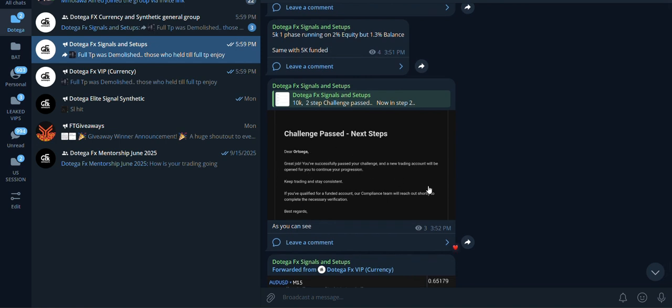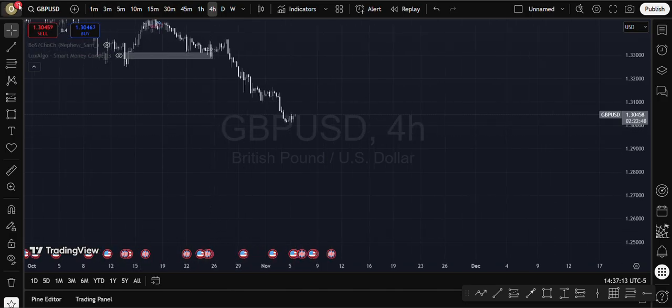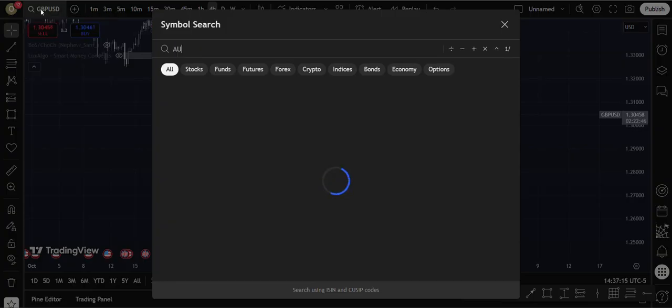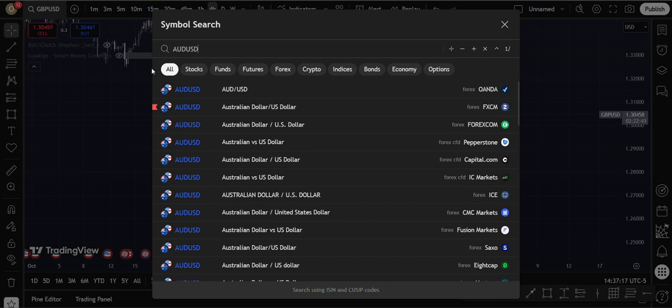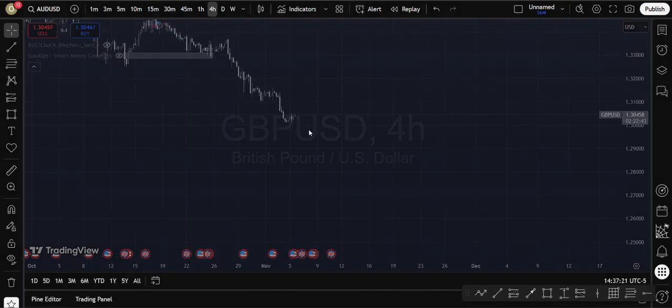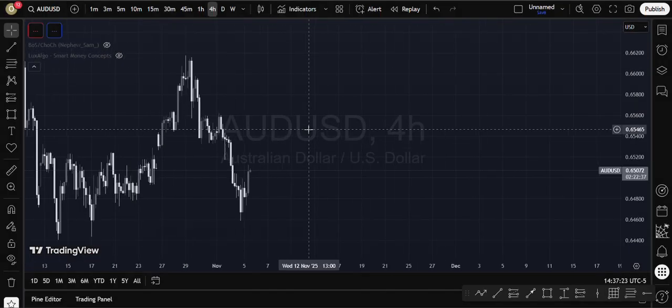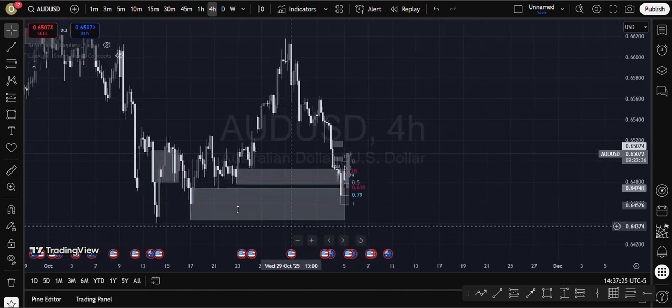So this is the trade that we used to actually pass, and I'm going to show you guys how we're able to get that trade. All right, so back to TradingView. So it was on AUD USD, right? So usually in this channel, what we usually do is we start trading from the 4 hour.